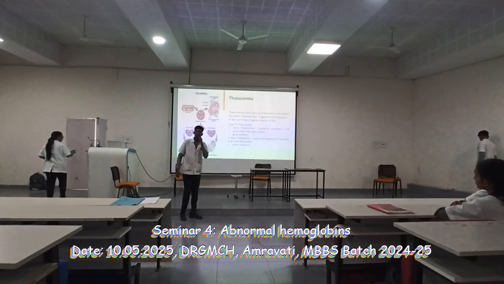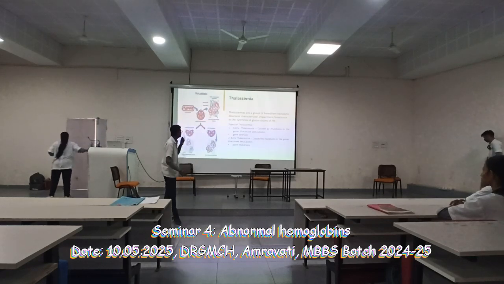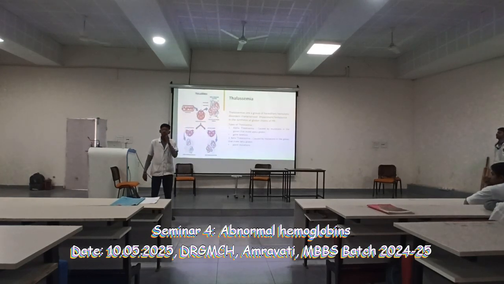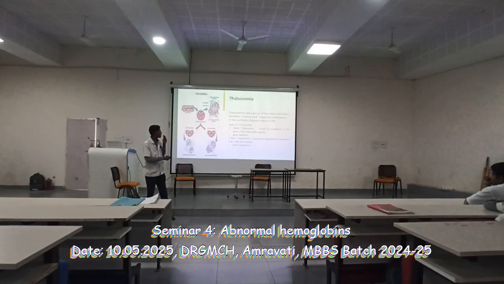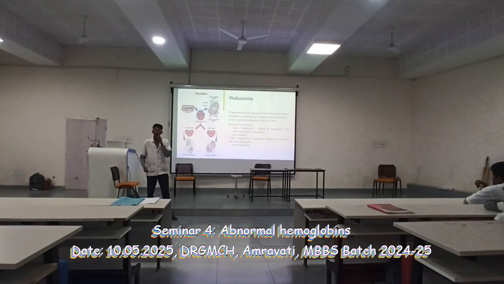So, good morning everyone. Let's discuss thalassemia in detail. Thalassemia is not a single disease, it is a group of hemolytic disorders characterized by impairment or imbalance in the synthesis of globin genes. There are basically two types of thalassemia, alpha thalassemia and beta thalassemia.